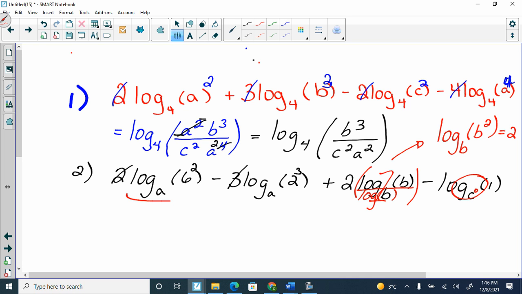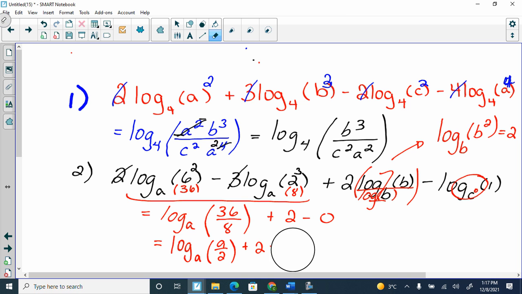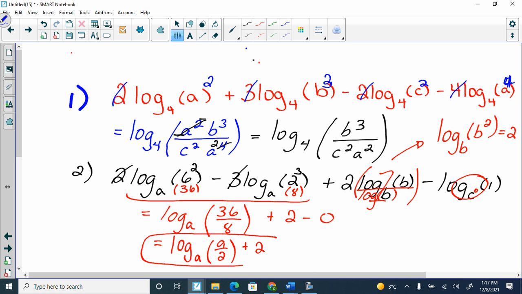So we can put these ones together. We're going to get log base A of 36 over 8, because 6 cubed is 36, and 2 cubed is 8, plus 2 minus 0. What's 36 divided by 8 reduced? 4.5. Or 9 over 2. They'll most often have it as a fraction. Can you put it with the decimals? You can, but it won't match multiple choice. But it's not wrong if it's a written response.